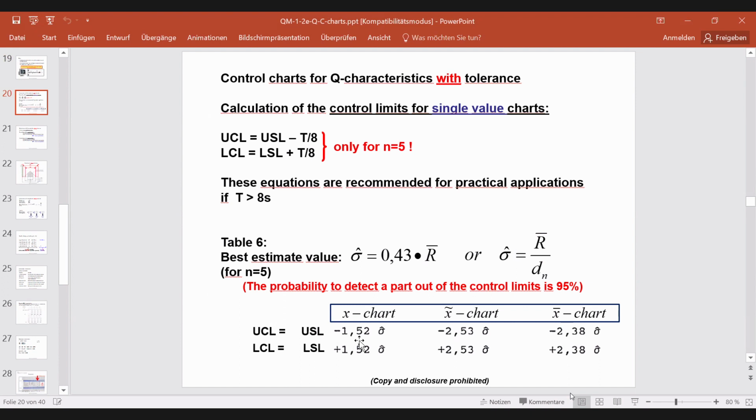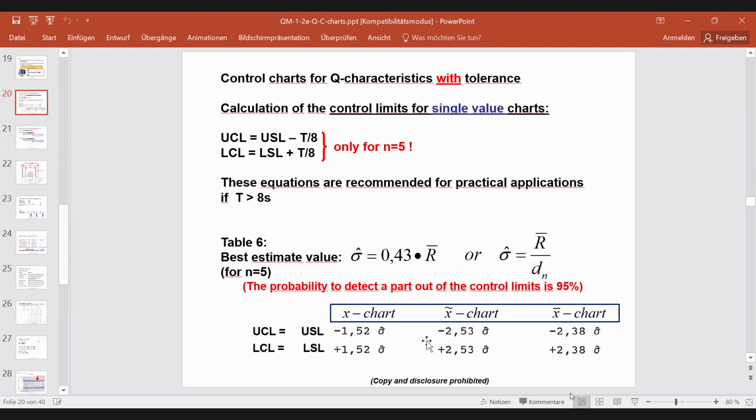Then here you have some equations for calculating the upper control limit and the lower control limit. This is here for the single chart. Also, this means here for the single control chart, where every single measurement is in. Then you can take this equation to calculate the control limits.